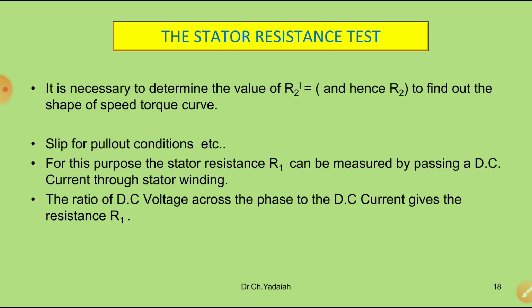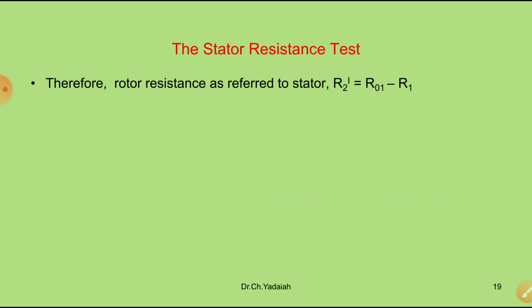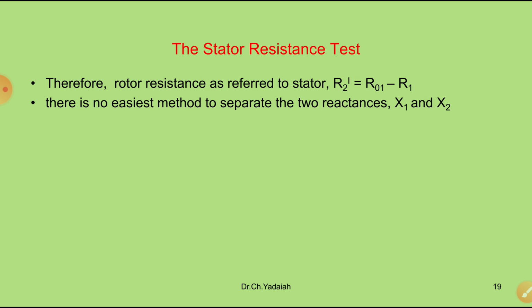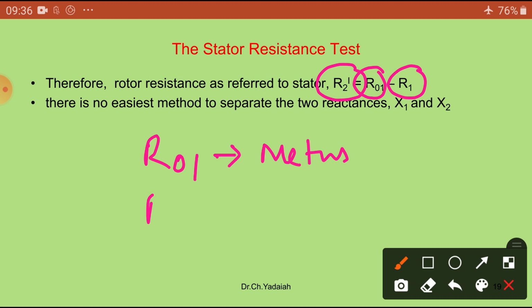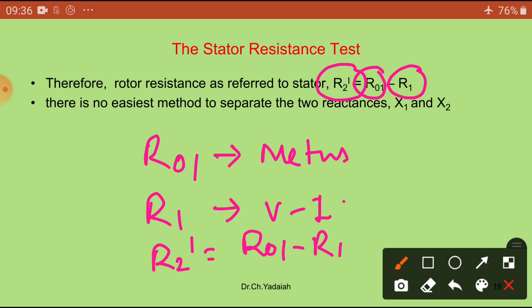These we already know. The rotor resistance as referred to the stator, R2 dash, is equal to R naught 1 minus R1. We already have seen this. We know the R naught 1 value from the no load test, and R1 from the VI method. So we can calculate R2 dash. There is no easy method to separate the two reactances. So R2 dash is R naught 1 minus R1, and I am going to get this resistance.